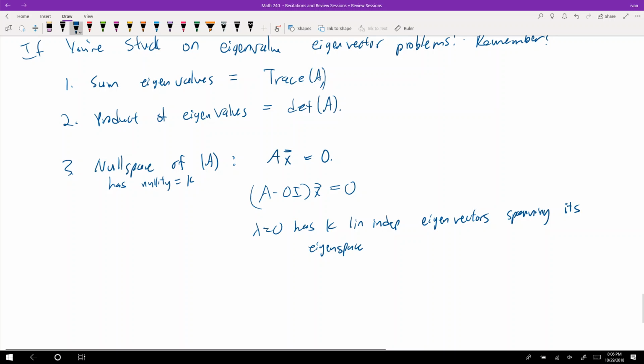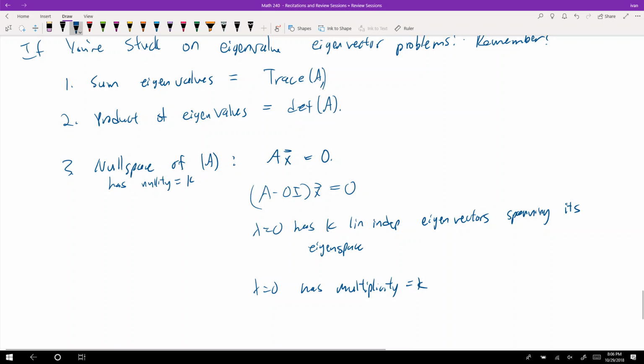Well, if lambda equals 0 has k linearly independent eigenvectors associated with it, then how many times does lambda equals 0 appear as an eigenvalue? K times. Lambda equals 0 has multiplicity equal to k. I think you can solve number 1 on the challenging problems section now. If you use these 3 facts, I think you should be able to get number 1.